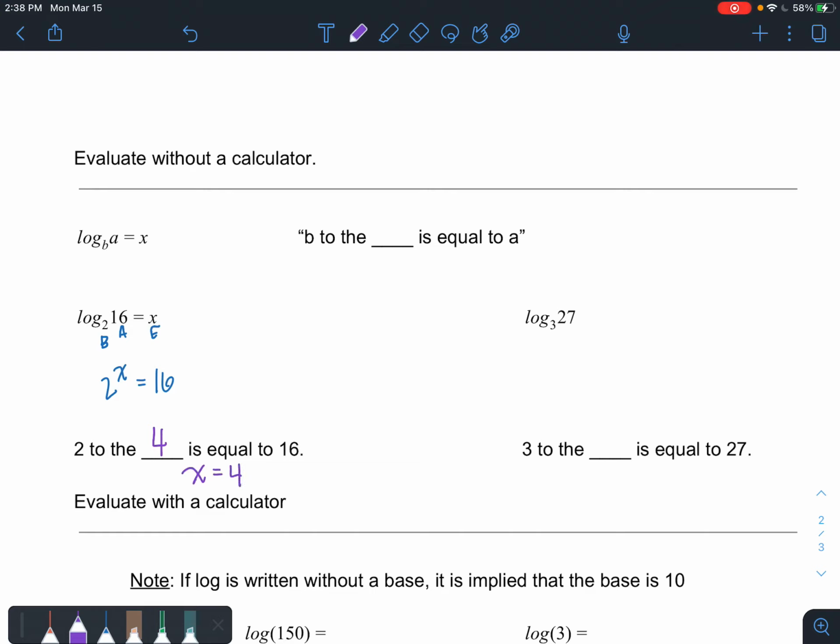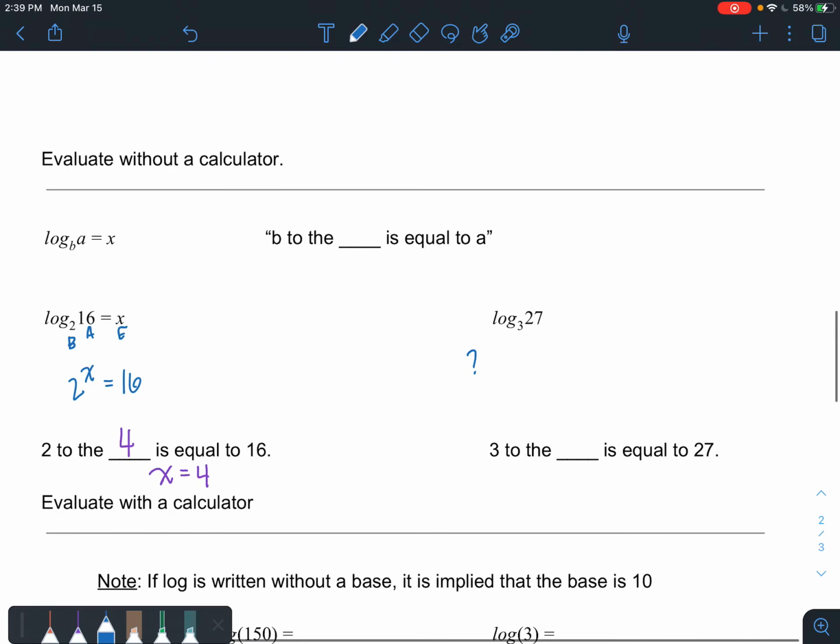All right, go ahead and try this next one on your own. Start out by rewriting as 3 to the x equals 27. Then you ask 3 to the what is equal to 27? And 3 to the 3rd is 27. So x equals 3.